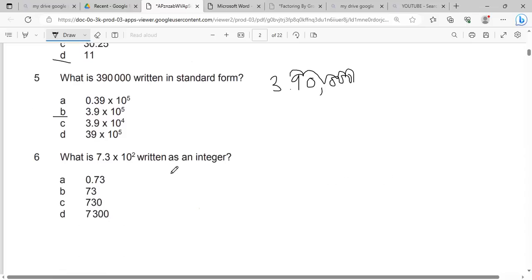What is 7.3 times 10? So that's 7.3 times 10 to the second, which is the same as 100. So we multiply by 100. So we're going to move the decimal place 2 times, 1, 2, which gives us 730.